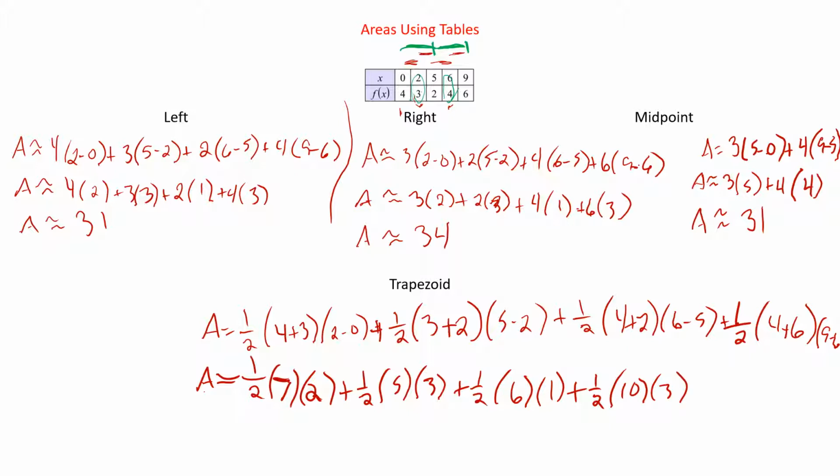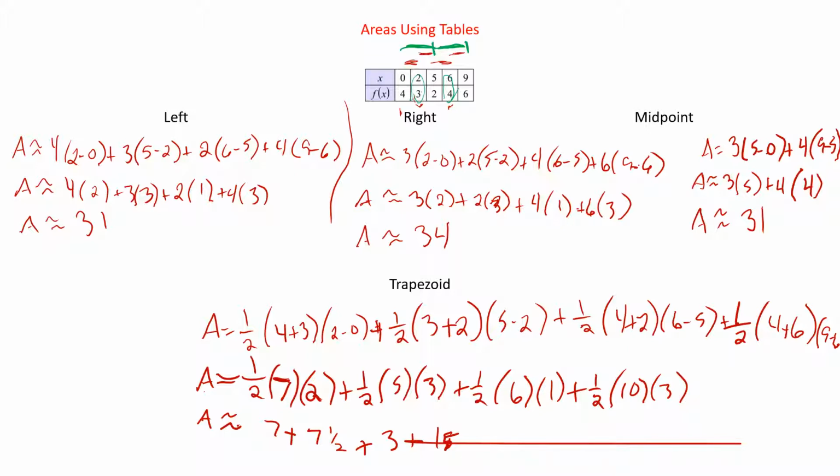Couple of things you could do here. You could factor out the 1/2. You could just multiply straight through. We'll just multiply straight through. So our area is going to be approximately 1/2 times 7 times 2 is 7, plus 1/2 times 15 is going to be 15 halves, or 7.5, plus 1/2 times 6 times 1 is 3, plus 1/2 times 10 times 3, that's 5 times 3 is 15.